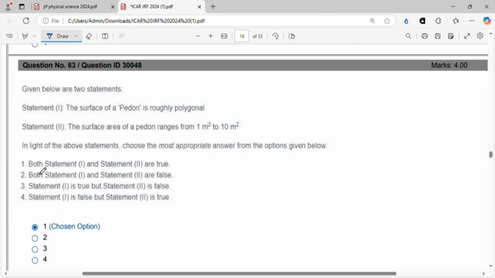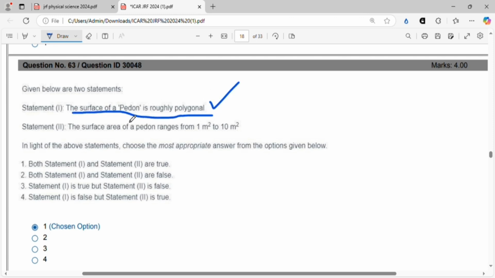Coming to the next question, this is another question from pedology. So from pedology also you can see almost 6 to 7 questions are coming in a single paper. So pedology, you have to study very well, and as we all know, pedology is mostly memorization based, and it needs a lot of time and effort to actually grip the subject. So I would hope you will study very well and continuously revise the pedology portion for answering these questions. So this is a true false type question where the surface of a pattern is roughly polygonal. That is an absolutely true statement.